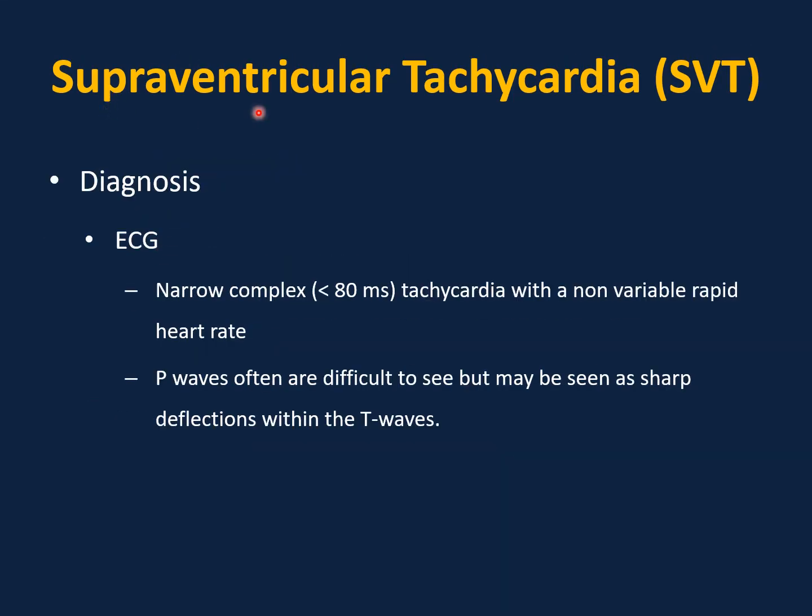Diagnostic criteria for supraventricular tachycardia: narrow complex. This is very important. So not wide complex, it is a narrow complex tachycardia with a non-variable rapid heart rate. P waves are often difficult to see but may be seen as sharp deflections within the T waves.